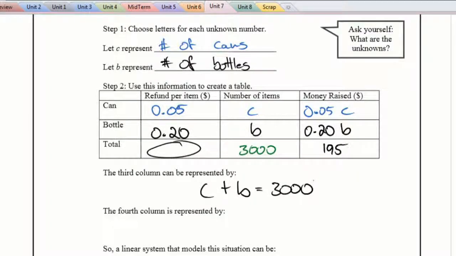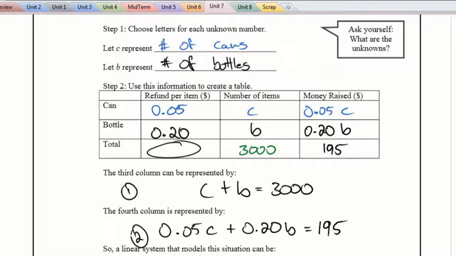The other thing we're given is the fourth column, 0.05 or 5 cents times the number of cans plus 20 cents times the number of bottles is going to end up giving us 195. So essentially we have a system of linear equations, 2 equations that we can then solve.